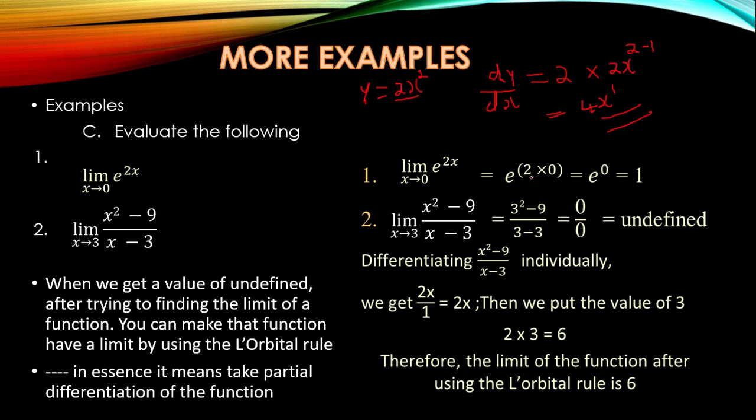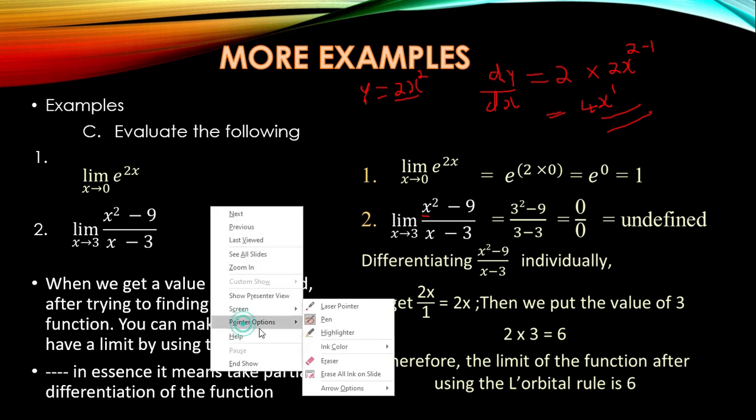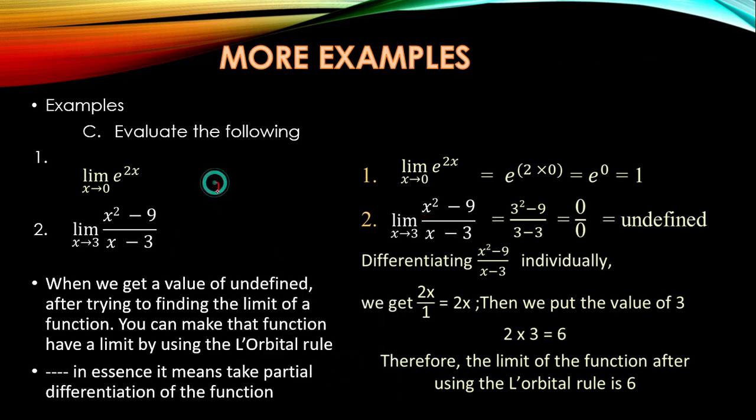Are we following? Wonderful. So now having (x squared minus 9) over (x minus 3), applying the L'Hopital rule means we are going to differentiate this partially. So we differentiate the expressions one by one, picking x squared. If I have x squared, to differentiate this, what happens?